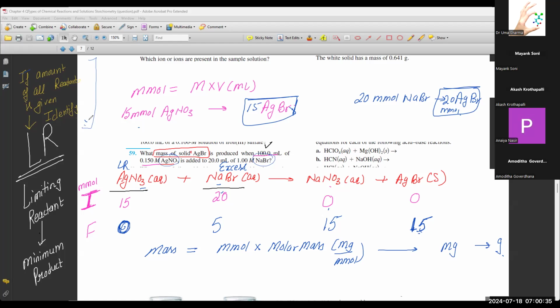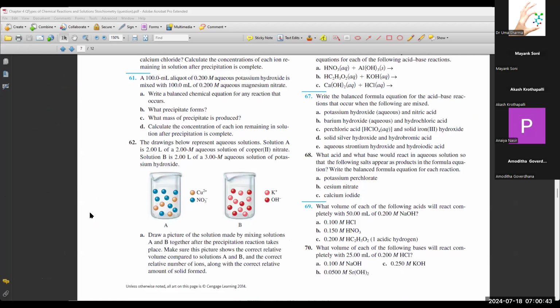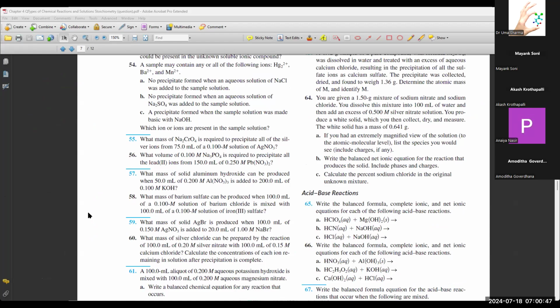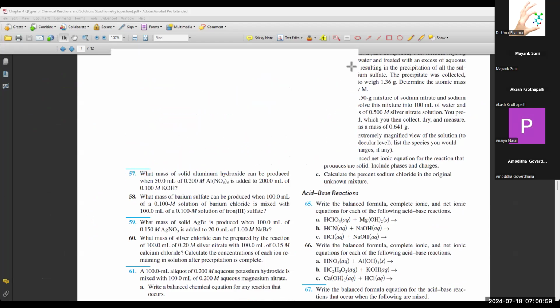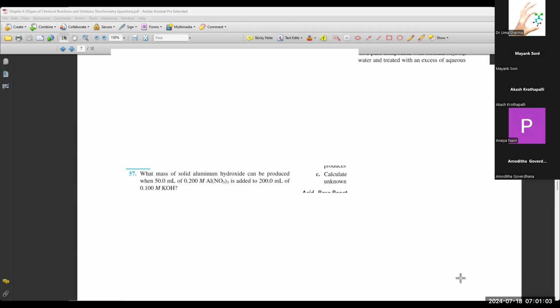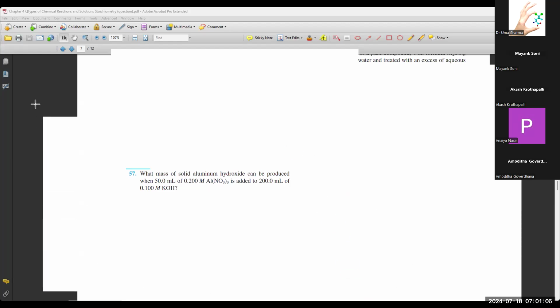Ready for another question? Similar. So you will read the question carefully and you will tell me, is this a question of limiting reactant? Question 57. Read the question, children. It is a limiting reactant question. Very good. For the limiting reactant, Akash, Mayank, you can use LR in my class. Yes, it's a question of limiting reactant.